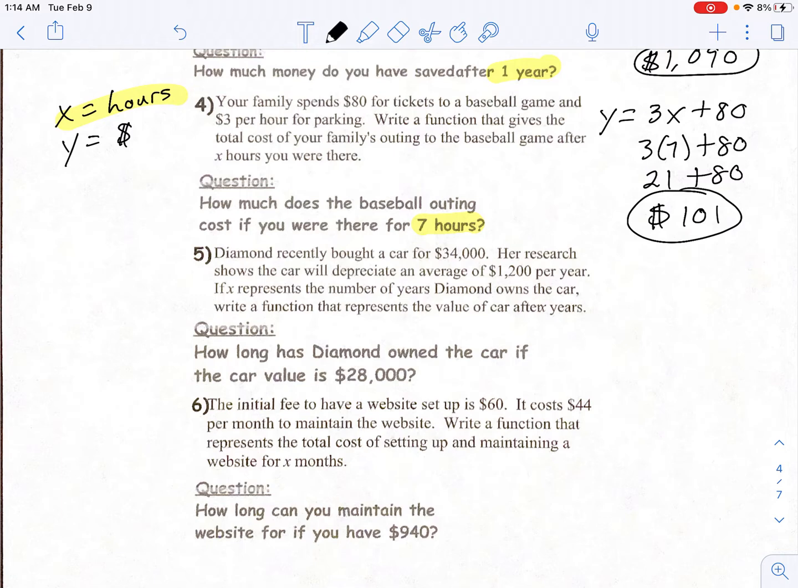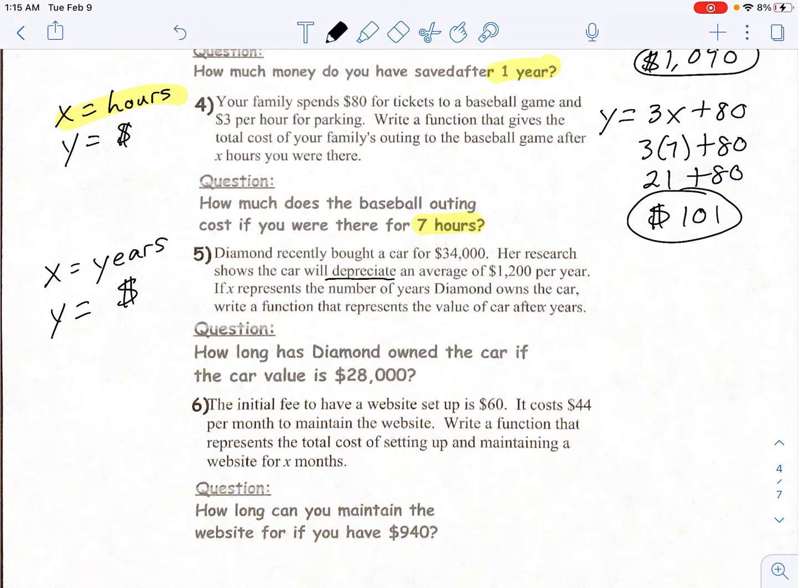All right, number 5. It says, Diamond recently bought a car for $34,000. Her research shows the car will depreciate, meaning that word means go down. Okay, so that's a big one. It will depreciate at an average of $1,200 per year. If X represents the number of years, so again, it tells us the X label, and then we are dealing with money, so obviously that's going to be our Y label. Okay, so now we're ready to write the equation.